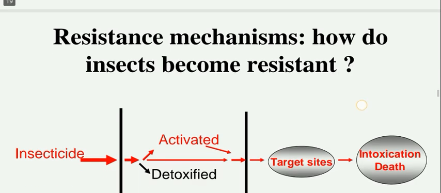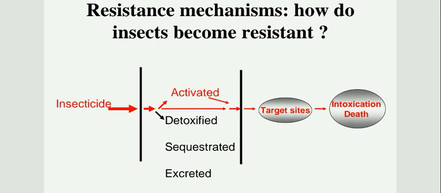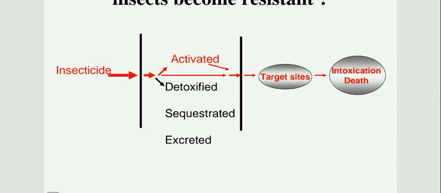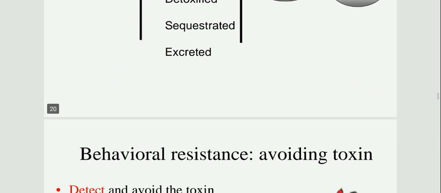Resistance mechanism: how do insects become resistant? Insecticide activated, detoxified, sequestrated, excreted, target sites, intoxication, death.